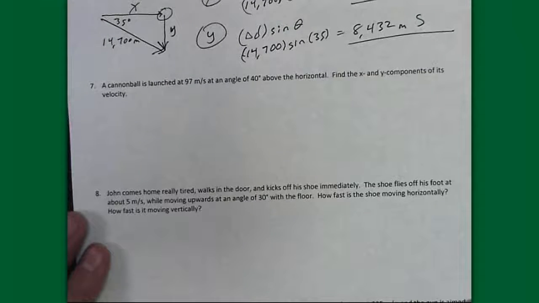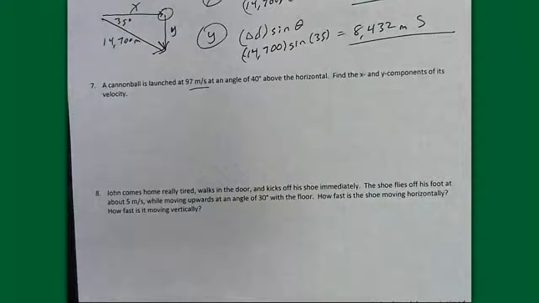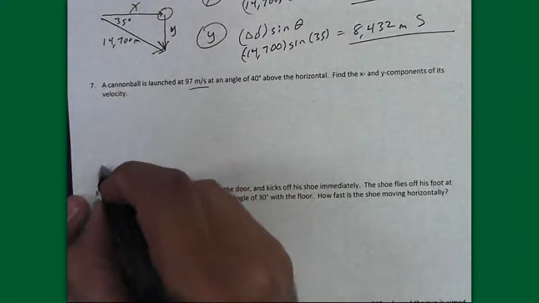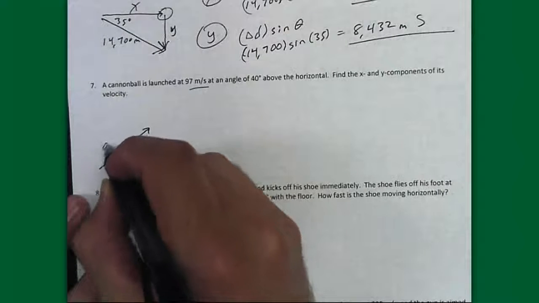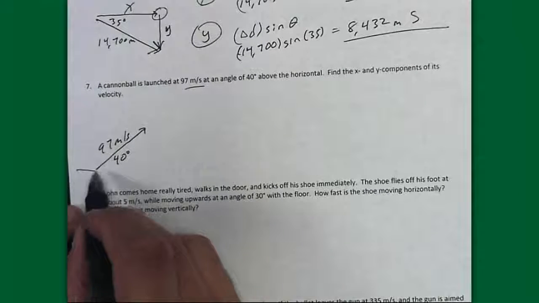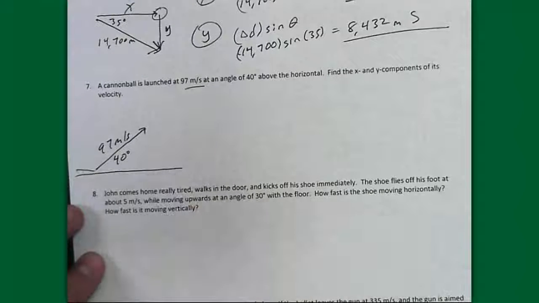What about 7? Now we have a velocity. Just because it's a velocity or a distance or a force, it doesn't change how we do it. It just changes what they actually give us. So we have a cannonball now, and it's launched at 97 meters per second at an angle of 40 degrees above the horizontal. So here's my horizontal. Find the x and y components.